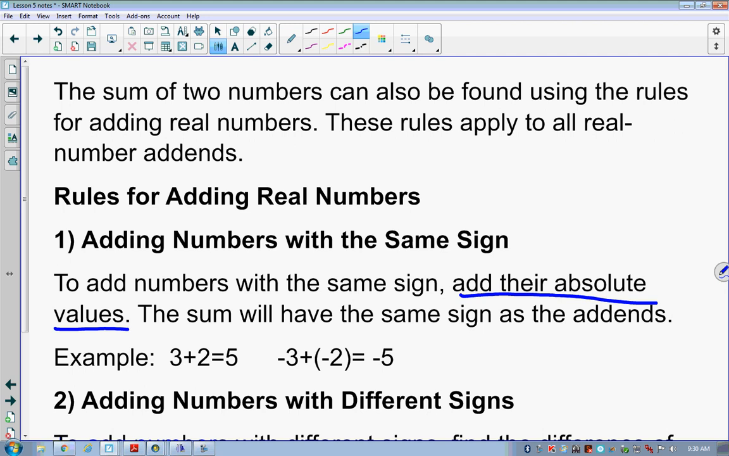The sum will have the same sign as the add-ins. Remember, in this case, we're talking about positive and positive or negative and negative. Now, the one that nobody in here should have a problem with is adding positives and positives, right? 3 plus 4 is 7. 15 plus 9 is 24. Like, we could do that all day long, right?